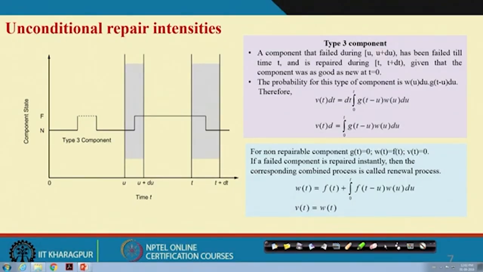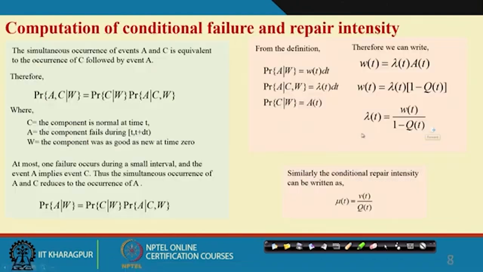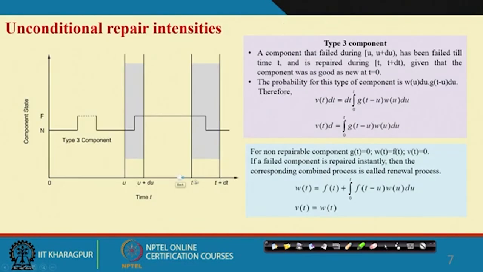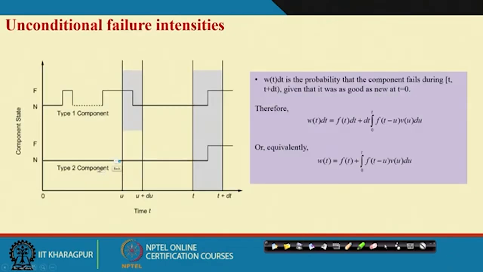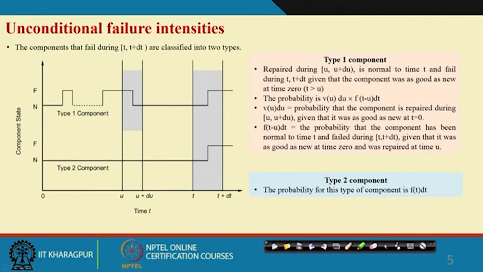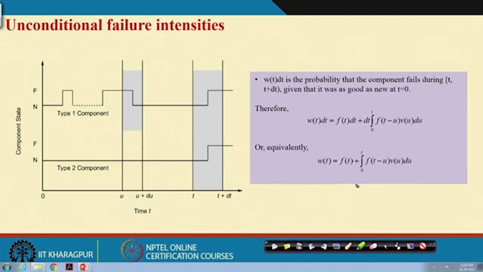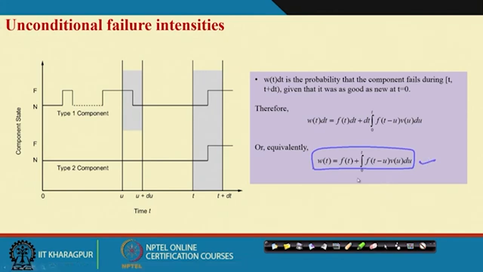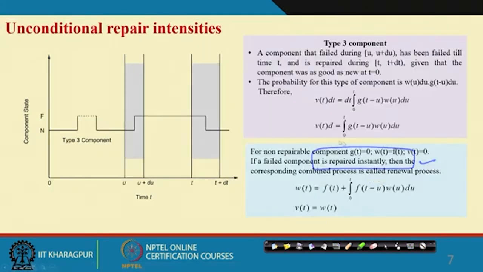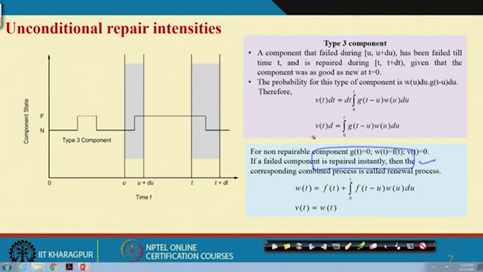And essentially what we are looking for is, given the f(t), that is the failure density, and the repair density, what will be the unconditional failure intensity. This is one formula, and another one is this one. Two important equations. Okay.